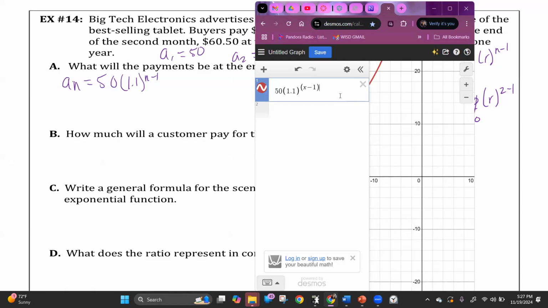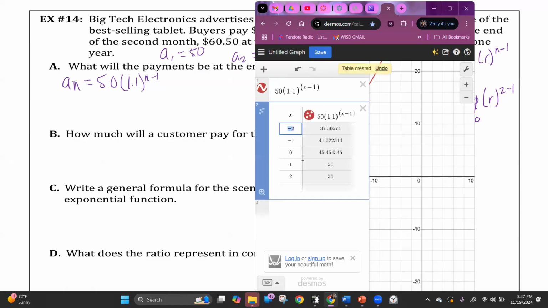I want to look at the table. To access the table, I'm going to press this little gear, and it's going to give me my table. Okay, so now I have my table of values. The values that I need are A sub 4, A sub 6, and A sub 10. So I'm going to look at 4, I'm going to look at 6, and I'm going to look at 10 because those are the values that I've been requested.